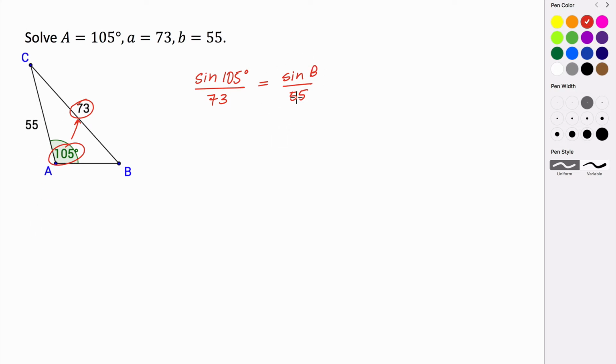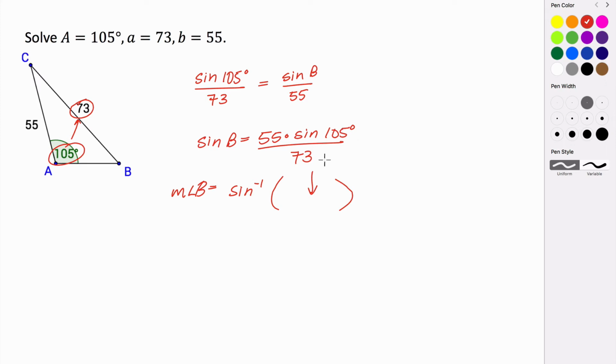So we can find angle B by multiplying by 55. So we have the sine of B equals 55 times the sine of 105 degrees, all of this divided by 73. And then we're going to take the inverse sine of all of this to get the measure of angle B. The measure of angle B is equal to the inverse sine of all of this stuff.